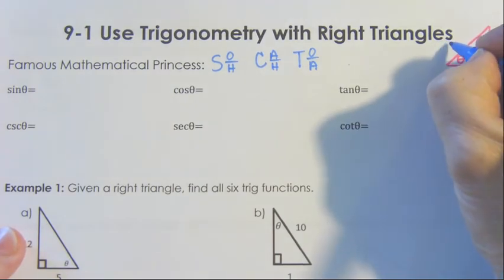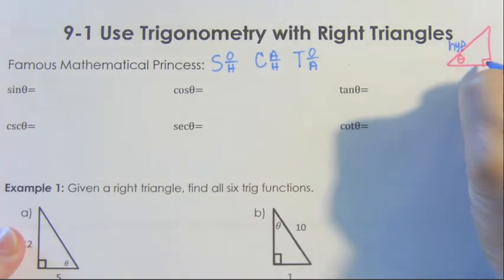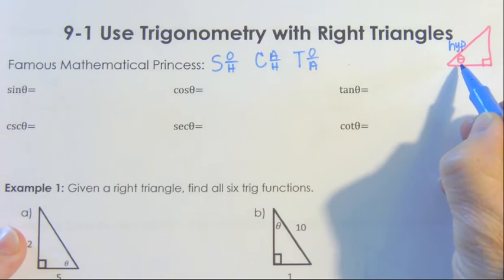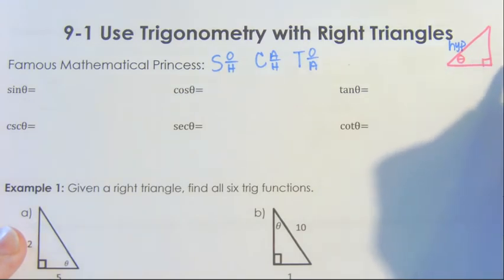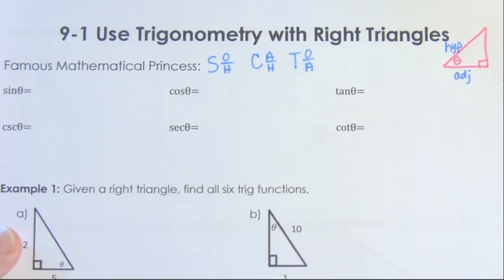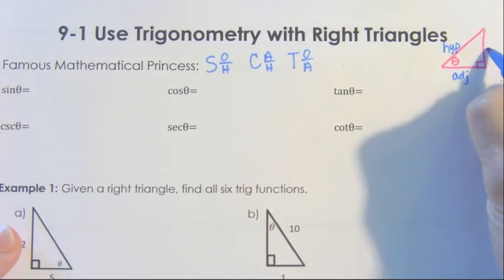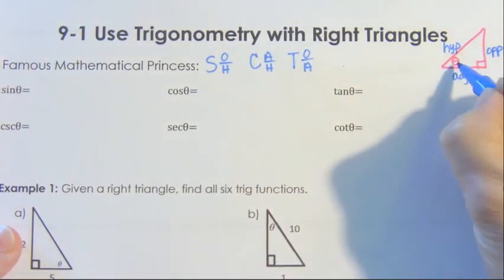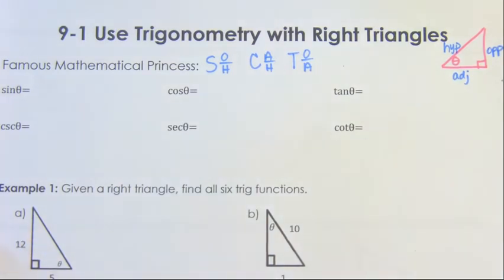The hypotenuse is always the side that is across from the right angle. If this is the angle that we're referring to, then this side would be the adjacent side, the side that's touching it. And this side over here would be our opposite side. It's opposite from the angle that we are talking about. So sine, cosine, and tangent.